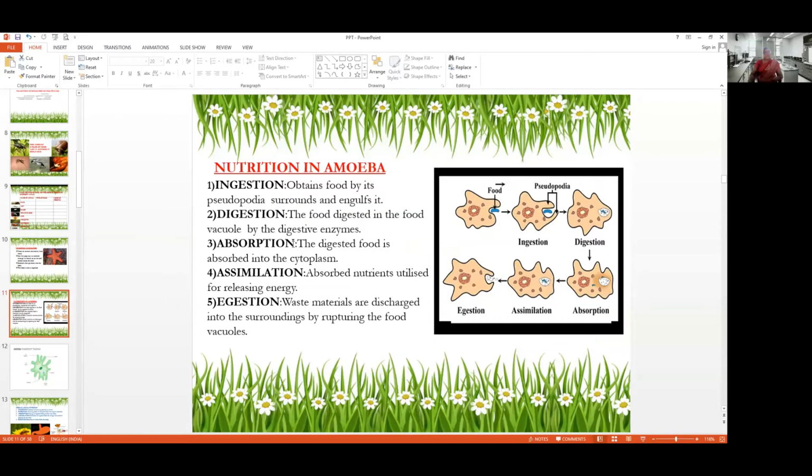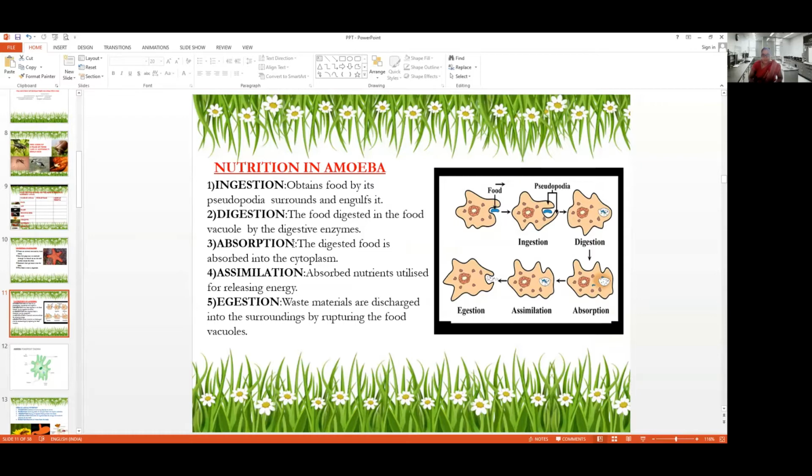So in the last class, we have seen how the starfish gets its food, how the snail eats the leaves, and how the snake eats its food. So there are different ways of ingestion of food. Now we are going to see about the nutrition in amoeba.